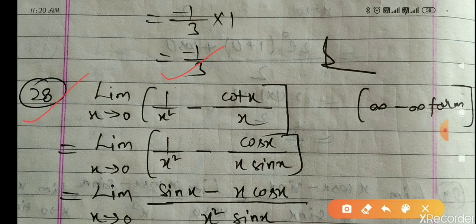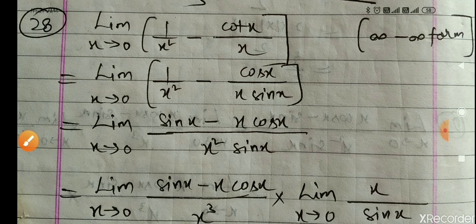Now the last question, 28, I am taking. Here what is the form? Limit x tends to 0, 1 upon x square minus cot x upon x. If you make direct substitution, then the infinity minus infinity form is coming. How infinity minus infinity form? 1 upon x square, 1 upon 0. 1 upon 0 means infinity. Cot x upon x, cot 0 upon 0. Cot 0 is infinity, upon 0 is infinity. Infinity upon 0 is infinity. So infinity minus infinity form you are getting.